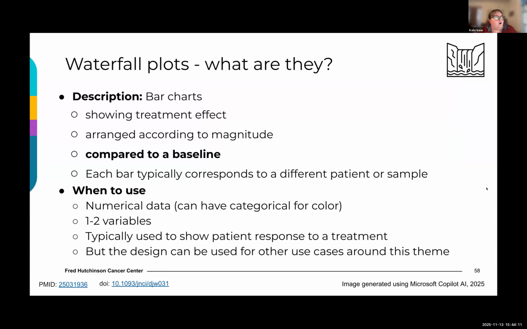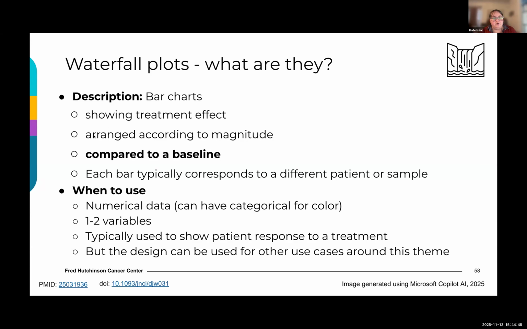So waterfall plots are another kind of bar chart. Specifically, they're going to show treatment effect, and we saw this on our slide where we were looking at clinical research specific complex plots. And these bars that are showing treatment effect are going to be arranged according to their magnitude. How far off are they compared to the baseline? Because they're going to be compared to the baseline. So it might be using one variable, but it likely comes from two variables. One variable being the baseline and the other variable being another snapshot time after the baseline.